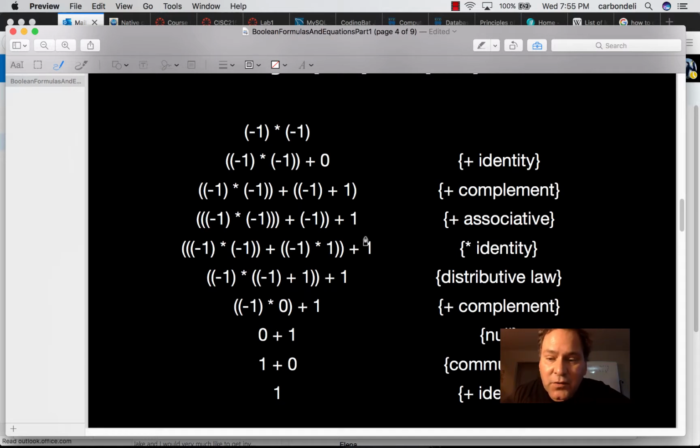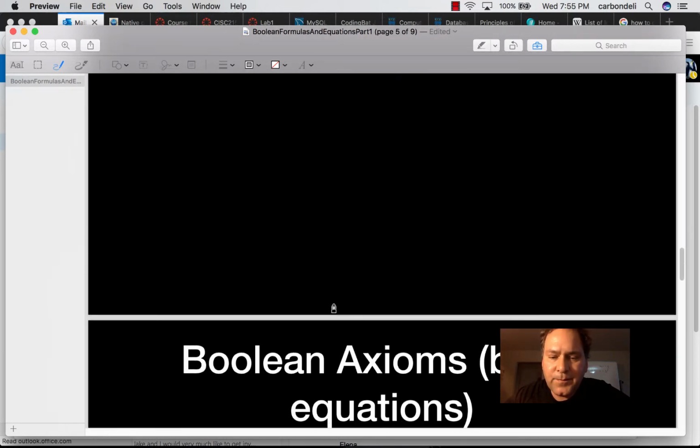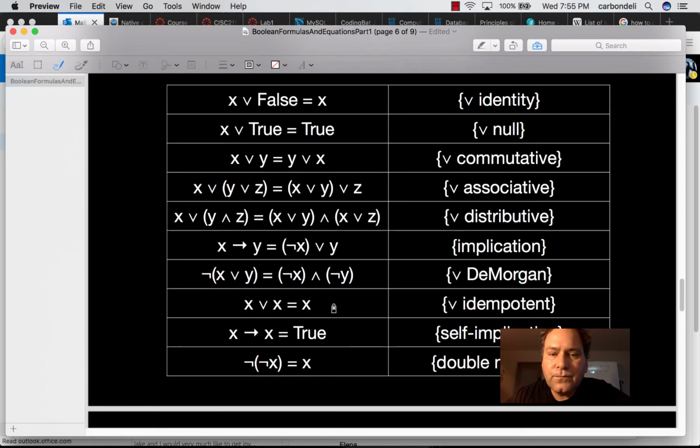And we make additional transformations, and you can see it gets a little bit sophisticated here in the middle, particularly here when we apply the distributive law. And this ends up with quite a simplification. And you can see once we get past this point that the proof becomes a little bit more predictable.